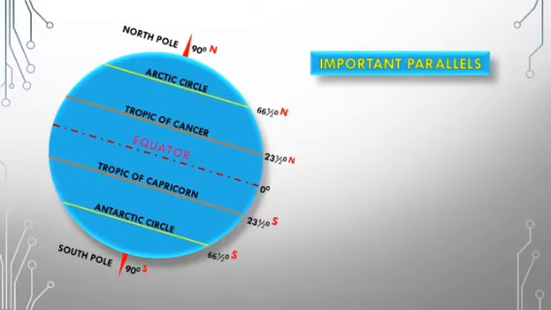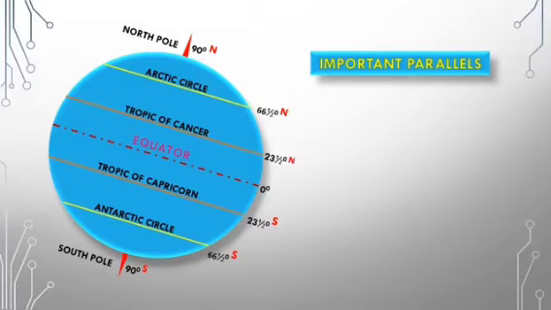Equator is the longest parallel and it is marked as 0 degree. There are 90 parallels above the equator and 90 below the equator. So totally 180 parallels. Including the equator, there are 181 parallels in all. Out of these, 5 parallels are very important and they are identified with different names.